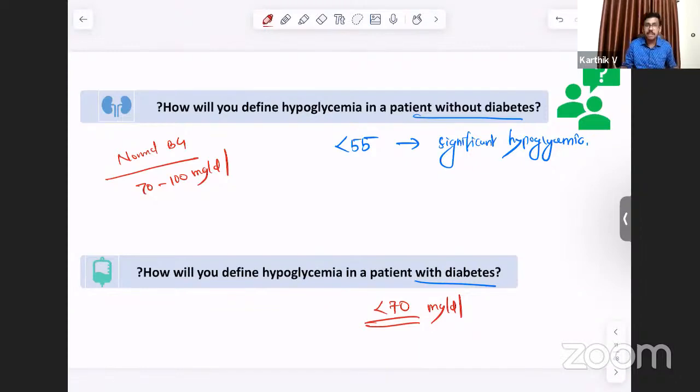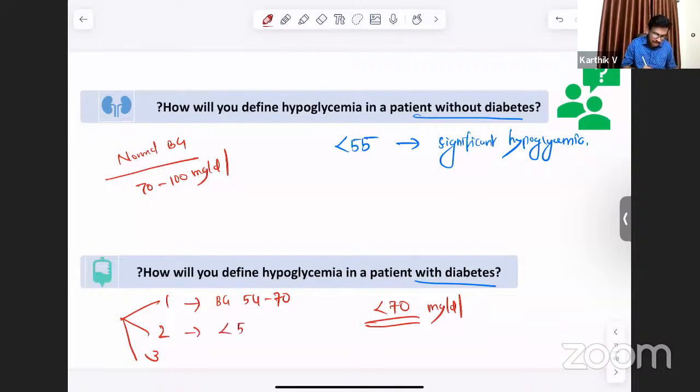And you have 3 levels of hypoglycemia, Level 1, 2, and 3, based on the International Hypoglycemia Study Group classification. Level 1 means the blood glucose is between 54 to 70 milligram per deciliter. Level 2 means blood glucose is less than 55, that means 54 or less milligram per deciliter. And level 3 means, whatever be the blood glucose, the patient requires third-party assistance. You call it level 3 hypoglycemia.